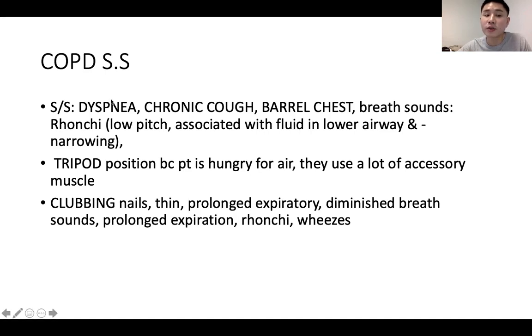These COPD patients are usually in tripod position. Earlier, remember, where they sit up and have both of their hands and lean forward. That is called tripod position. Because this patient is hungry for air, they use a lot of accessory muscles when they breathe. They will have clubbing of the nails, meaning the nails will be protruding up. The nails are often thin. They will have diminished breath sounds, prolonged expiration, and of course, rhonchi and wheezes.